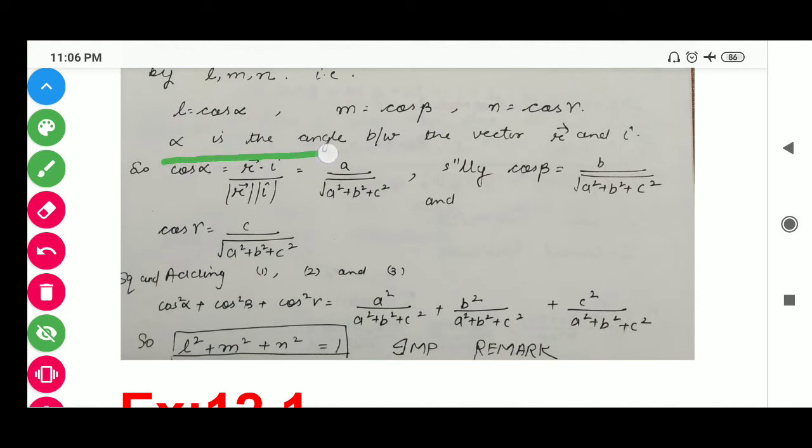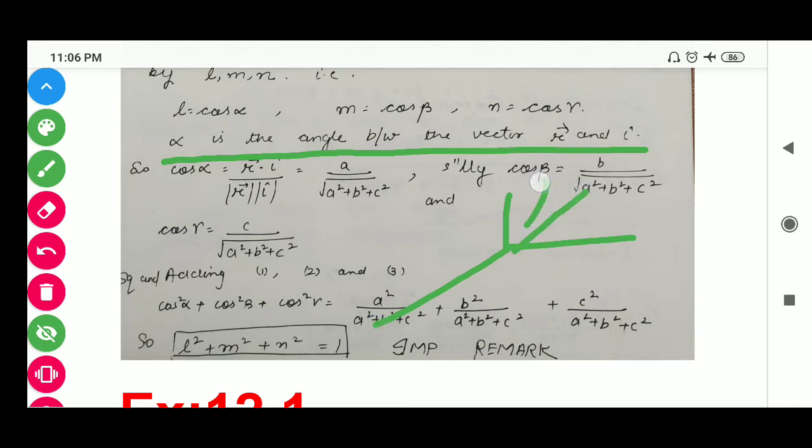alpha is the angle between the r vector and i, because the r vector makes angle alpha with the x axis, and i is the unit vector along the x axis. In this way, alpha is the angle between this r vector and i cap. So, cos alpha is equal to r vector dot i over the magnitude of r and i vector. Here, r dot i is equal to a, and the magnitude of r is under root a square plus b square plus c square.